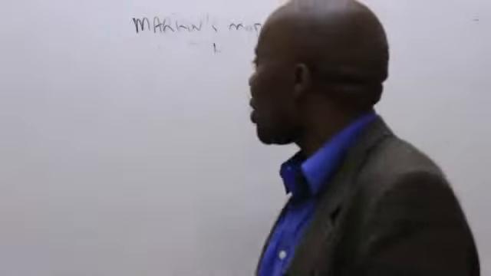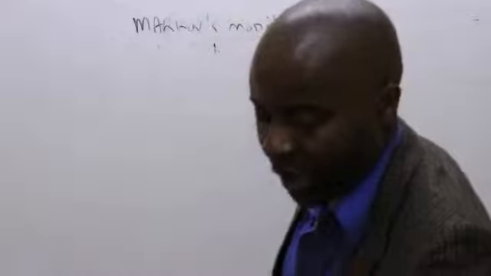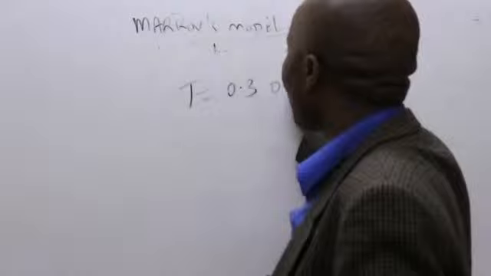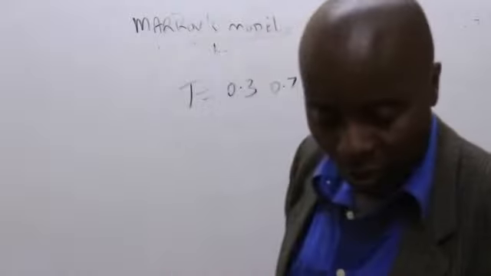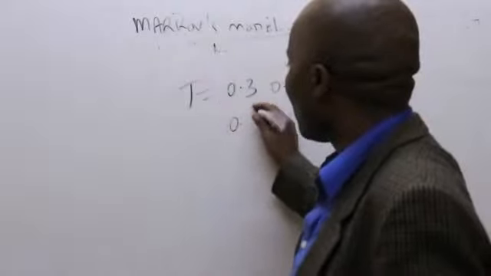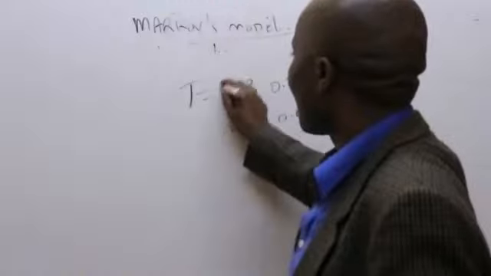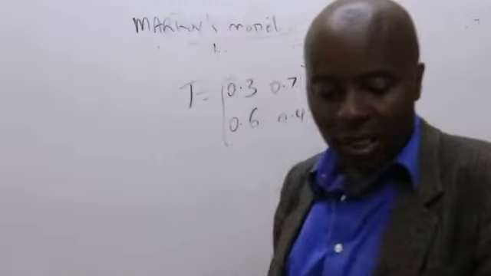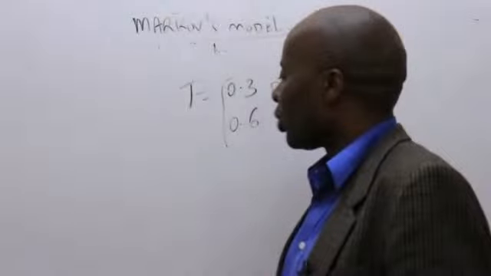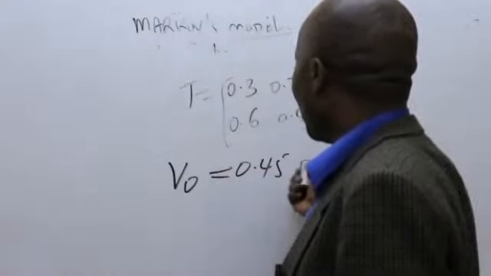So in our illustration, you are given matrix T. We are told T equals 0.3, 0.7, and then 0.6, 0.4, like that. And then these guys have gone ahead to give me the initial vector, where they have told me that vector 0 is 0.45 and then 0.55.